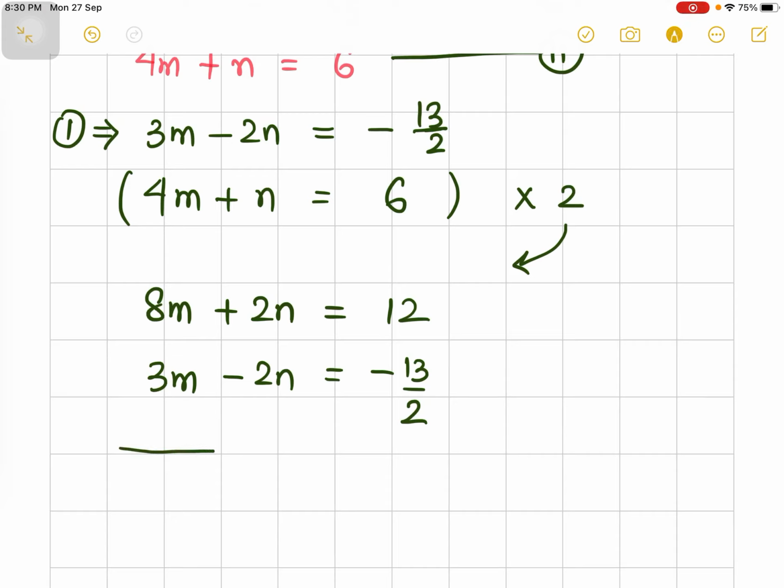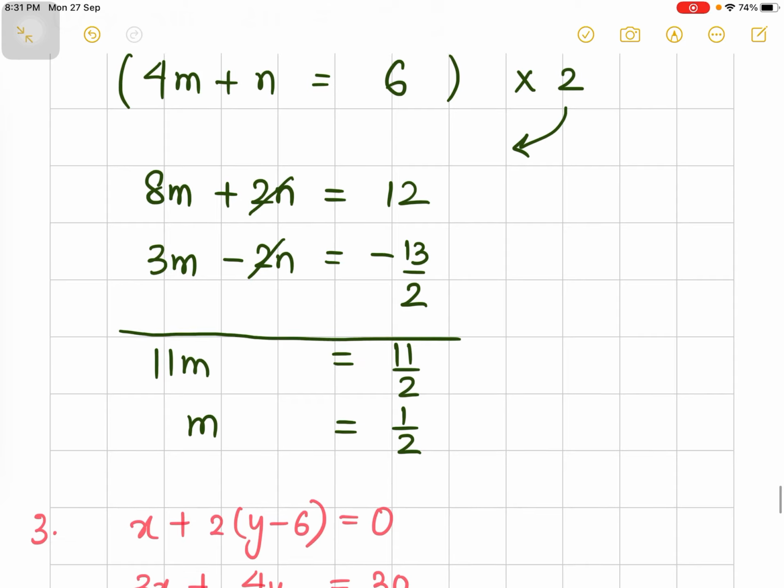Solve it. You can see that if you add the two equations, they will still be balanced, but the advantage will be that 2n will get cancelled. Plus 2n minus 2n gets cancelled. 8m plus 3m becomes 11m, and on the other side 12 minus 13 by 2. 12 2s are 24, 24 minus 13 will be 11, so you will have 11 by 2 here. The value of m will come out to be, this 11 gets divided, half.